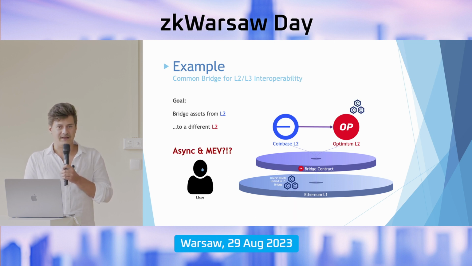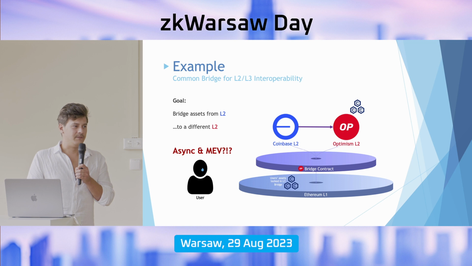Yeah, I mean, yes, but again, it's asynchronous. It's not the same as having a monolithic chain. And then there's issues where if you're doing a bridge transaction from Coinbase to Optimism, there's plenty of time to front run you before you do that, right?